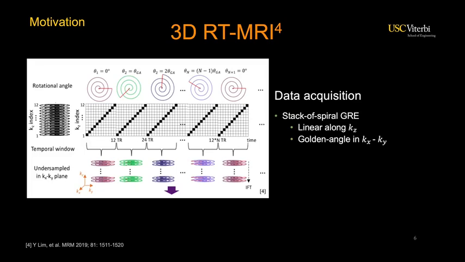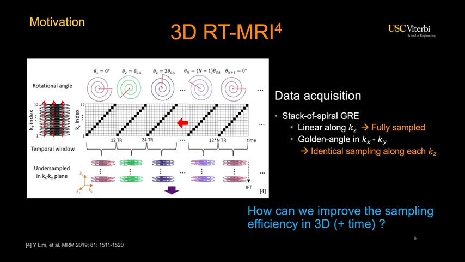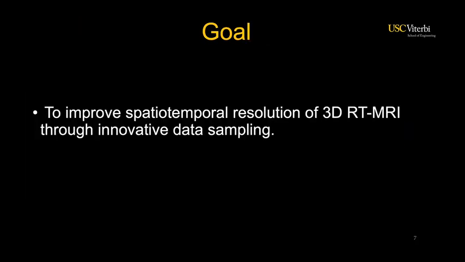It uses the stack of spiral GRE. In the KZ versus TR plots, it uses the linear order along the KZ, which is fully sampled. Through this wheel on the left, it changes the golden angle per 12 TRs in the KXY plane, which is identical sampling along each KZ per time. We believe there exists some redundancy in the acquisition, so how can we improve the sampling efficiency through 4 dimensions? Our goal is to improve the spatial and temporal resolution of the 3D real-time MRI through innovative data sampling.